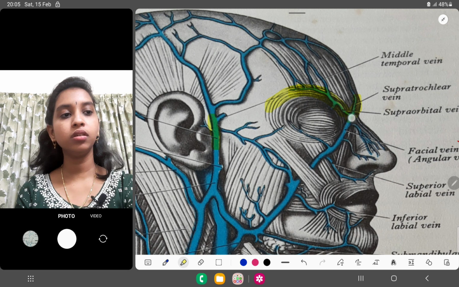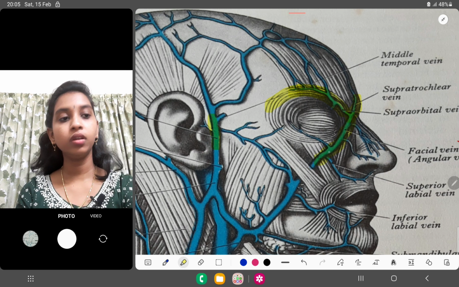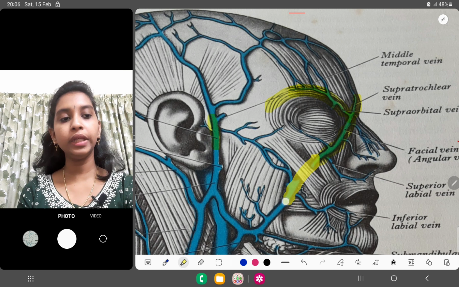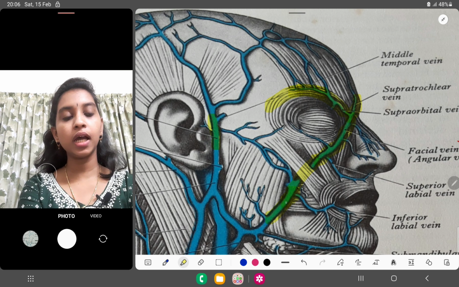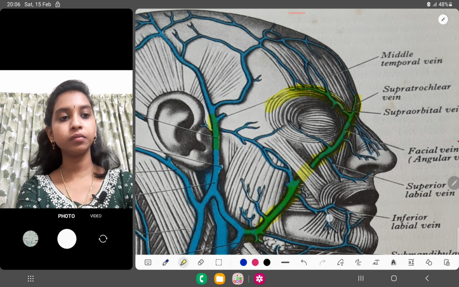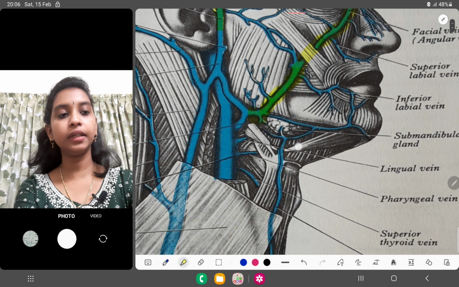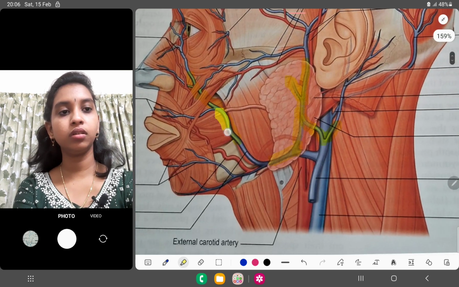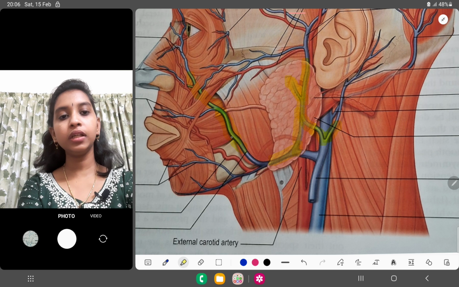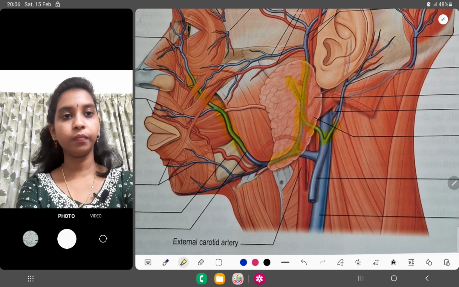The angular vein present in the medial angle of eye runs downwards and laterally below the risorius, zygomaticus major and platysma muscles, and it continues downwards along the anterior border and the surface of masseter and winds around the body of mandible. In relation to the facial artery, the vein is behind the facial artery, you can see here, and compared to the artery it is straight, not tortuous.